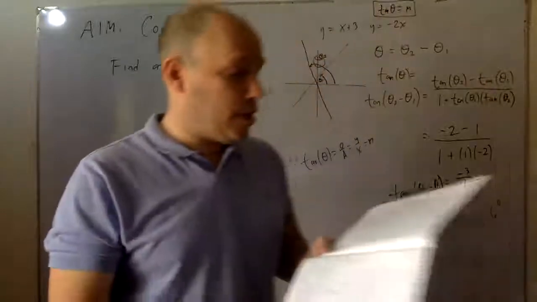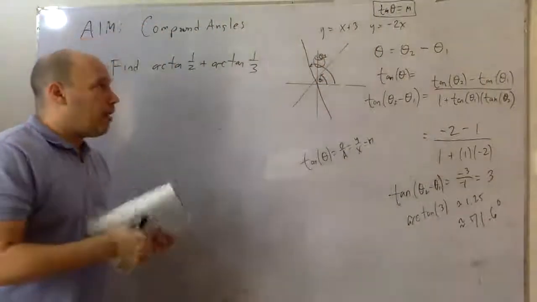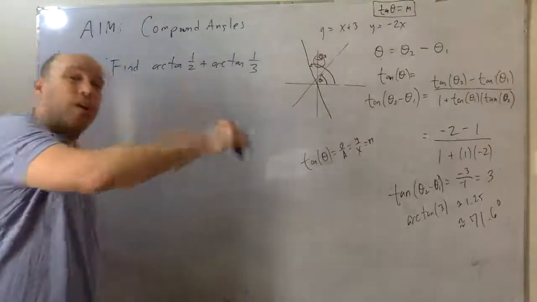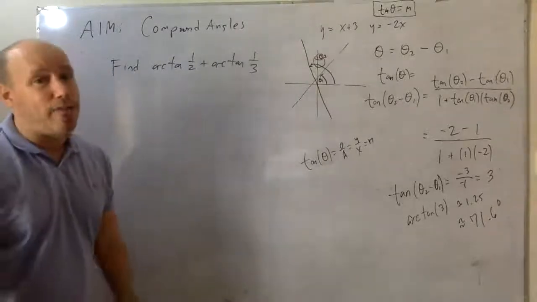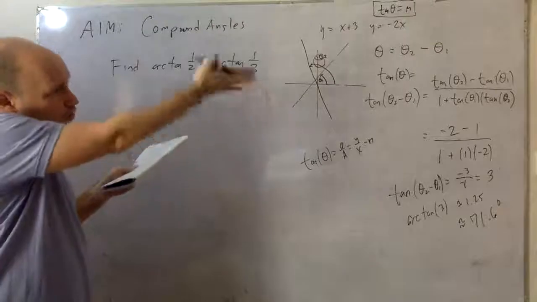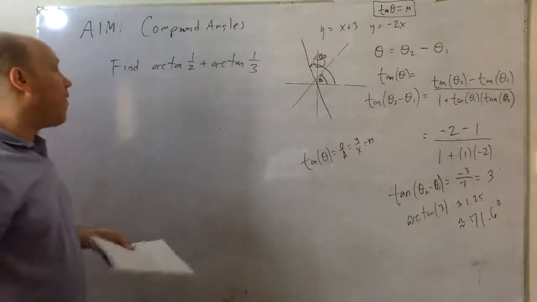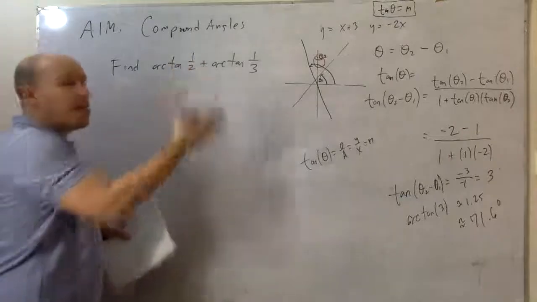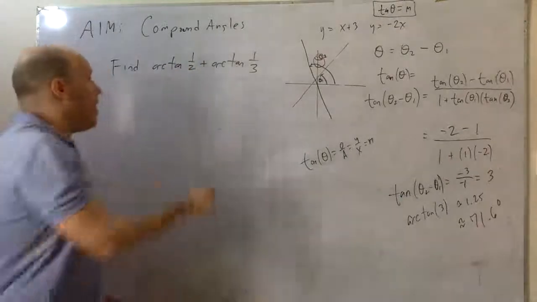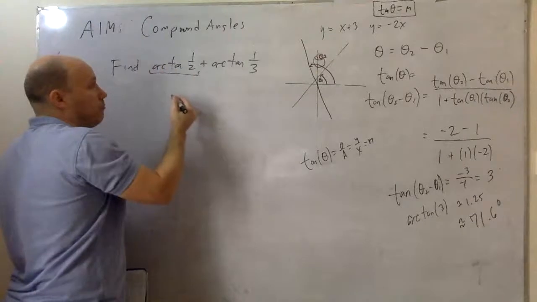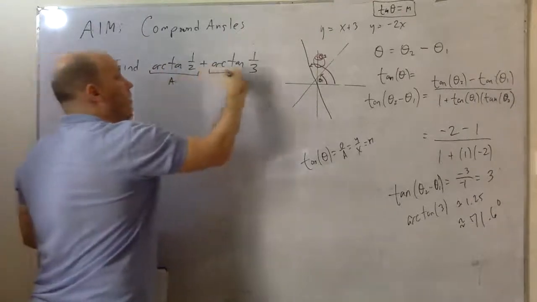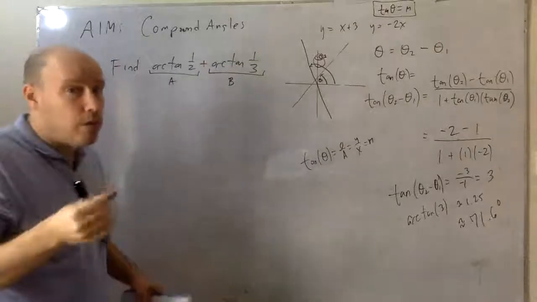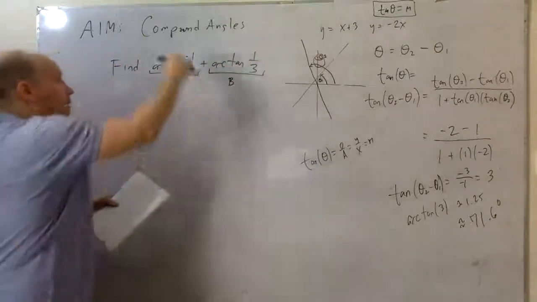What's going on there? Well, this is very straightforward. I'm going to show you an easier way to do this when we do complex numbers, but we don't have that tool yet in our toolbox, so we have to use our trig functions. So find the arctan 1/2 plus the arctan 1/3. Well, what did I tell you the arc functions? This is simply an angle. This is A, and this is angle B, right? That's it.